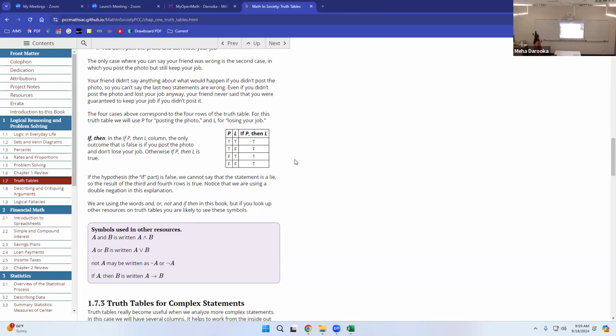And we had talked about that example of if you post this picture, you lose your job. So the idea is you posted the picture, so you should be losing your job, but you didn't. That's the only time we would say the claim we are making is false. That's the only situation where it fails. In all other cases, your conditional statement is going to be true.